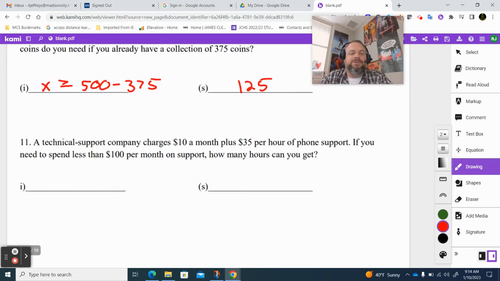Technical support company charges $10 a month plus this per hour. Okay, this kind of stuff actually does happen, because sometimes people have to budget and stuff, even for businesses.